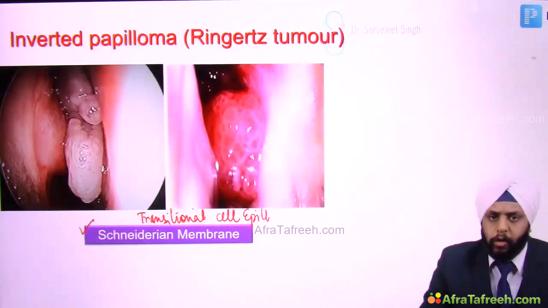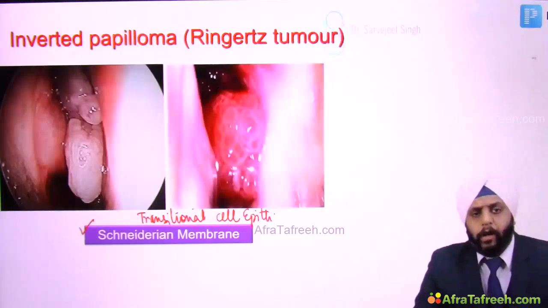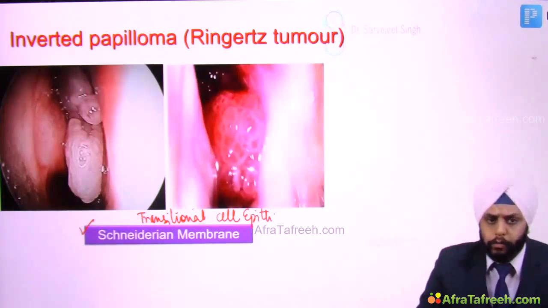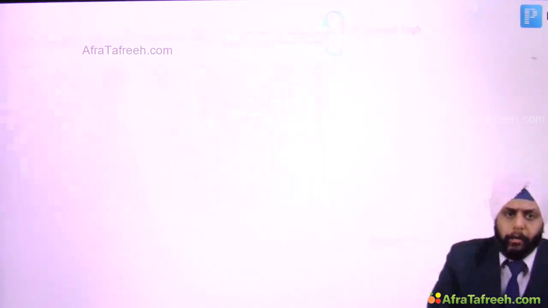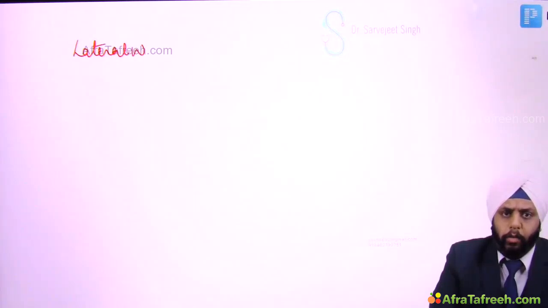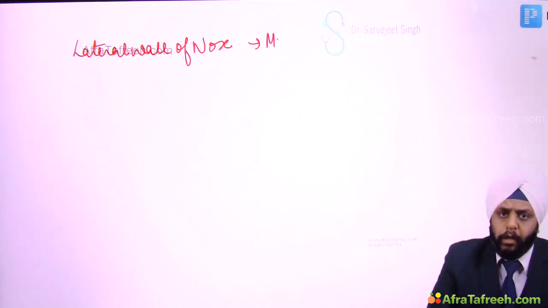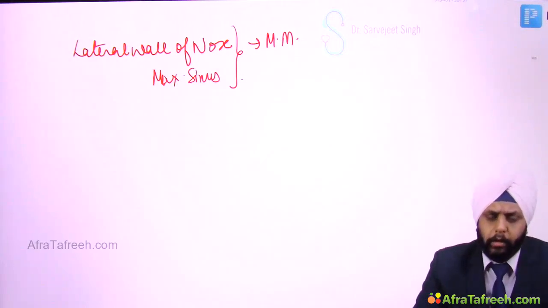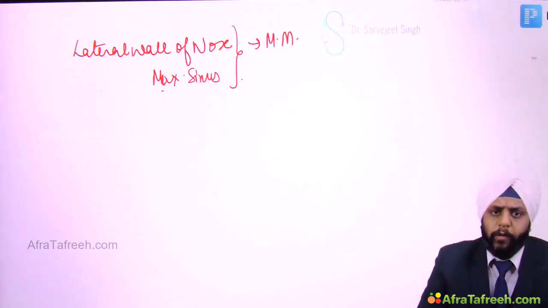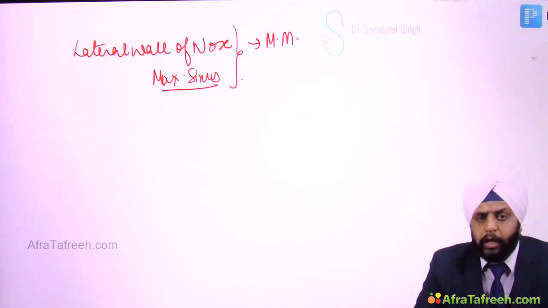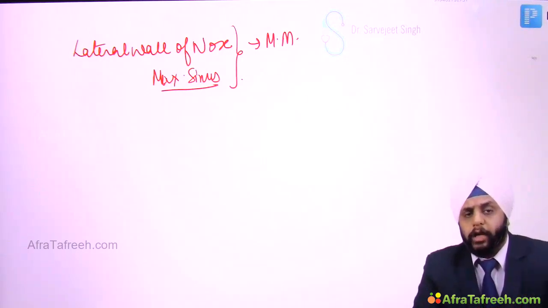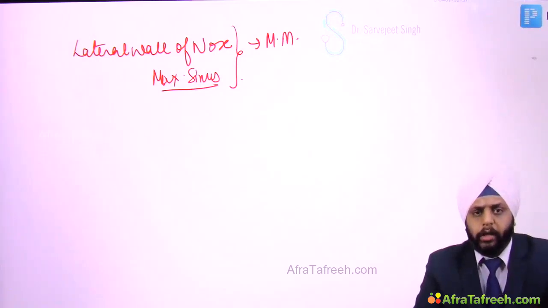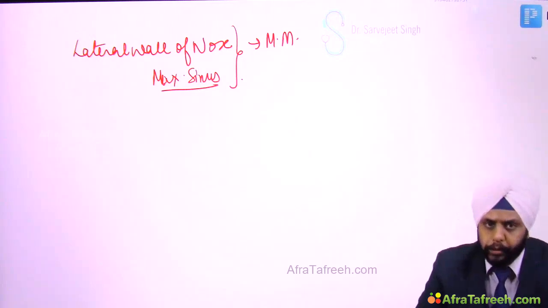It consists of transitional cell epithelium, and it is found in the lateral wall of the nose, in the middle meatus area. You may also find it inside the maxillary sinus. So where will the inverted papilloma arise? It arises from this Schneiderian membrane, a special membrane consisting of transitional cell epithelium.